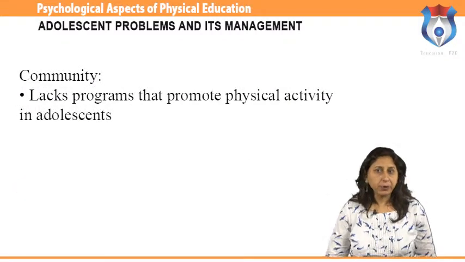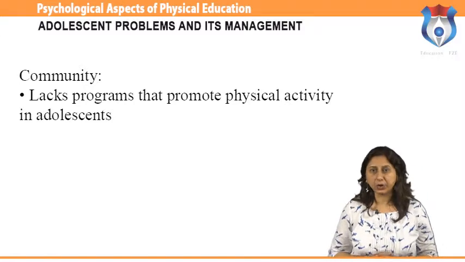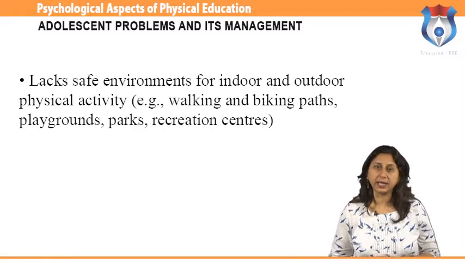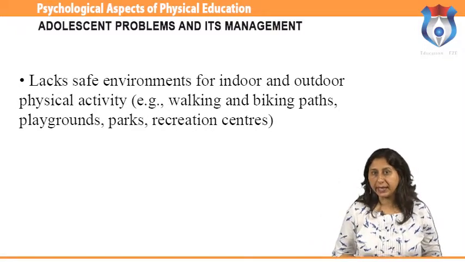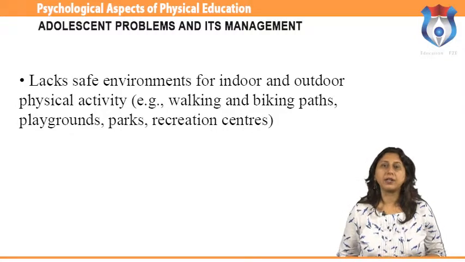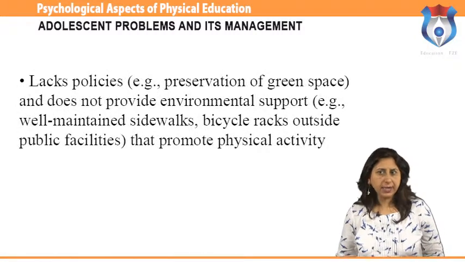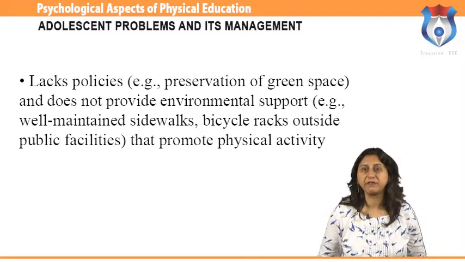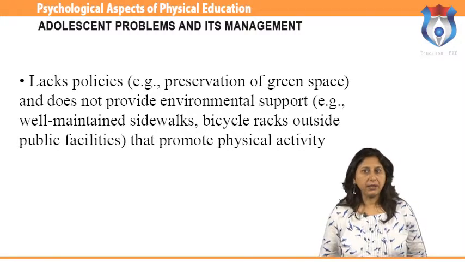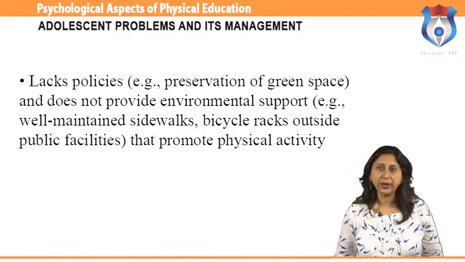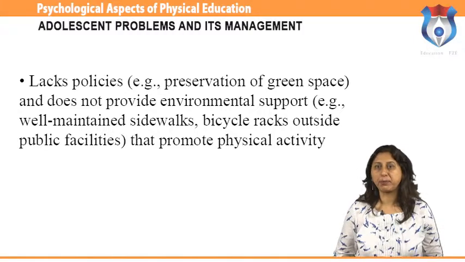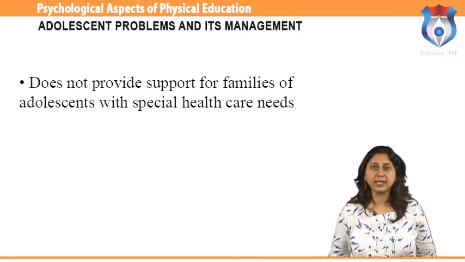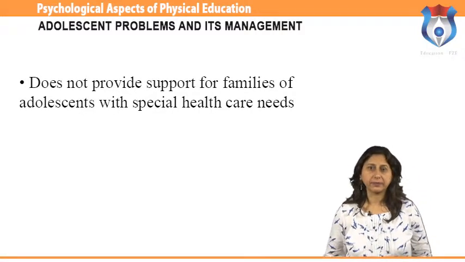Community lacks programs that promote physical activity in adolescents, lacks safe environments for indoor and outdoor physical activity, for example, walking and biking paths, playgrounds, parks, recreation centers, lacks policies, for example, preservation of green space, and does not provide environmental support, for example, well-maintained sidewalks, bicycle racks outside public facilities that promote physical activity, does not provide support for families of adolescents with special health care needs.